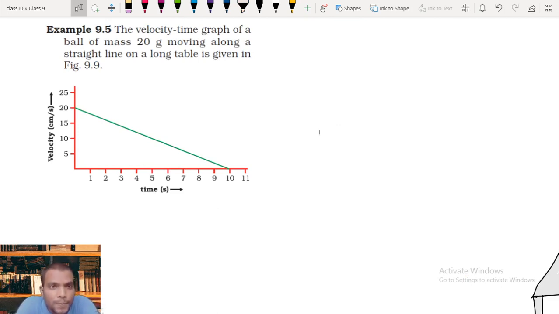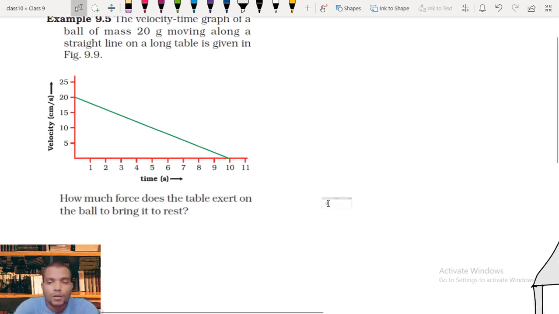Let's see one more problem. The velocity time graph of a ball of mass 20 grams moving on a straight line on a long table is given in the figure. So what we need to calculate here? We need to calculate how much force the table exerts on the ball to bring it to rest.